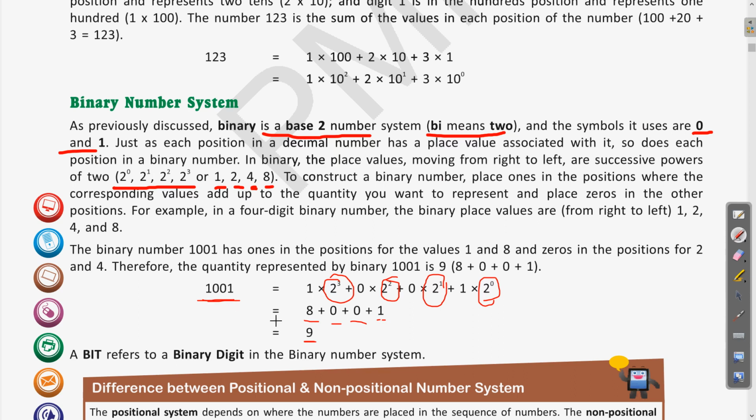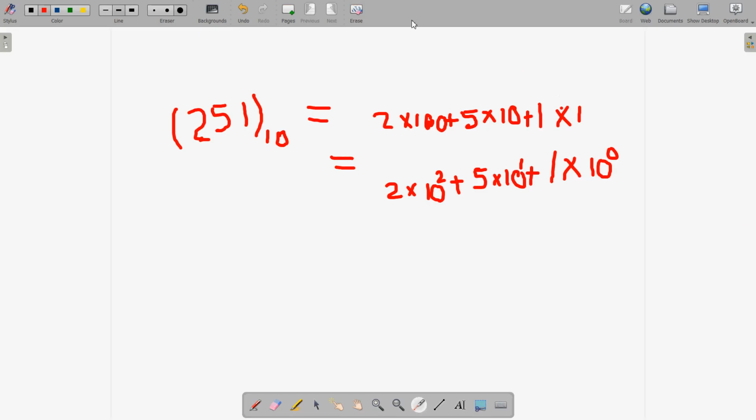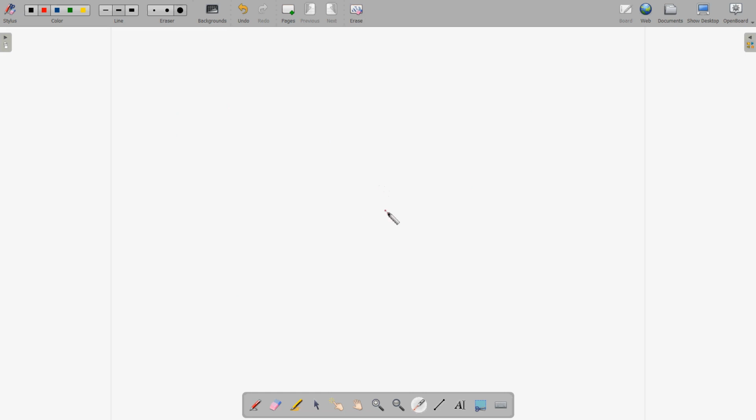Okay. So a bit refers to a binary digit in a binary number system. Already we know that bit is the abbreviation of binary digit. Bi, we are taking from the initial one and t from the last one. So I hope the 1001 example is clear. If we want to see one more example, let us come to the digital board and let us take one more example of the binary number system.